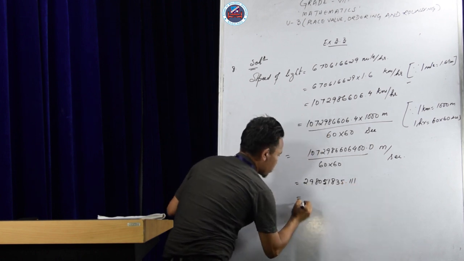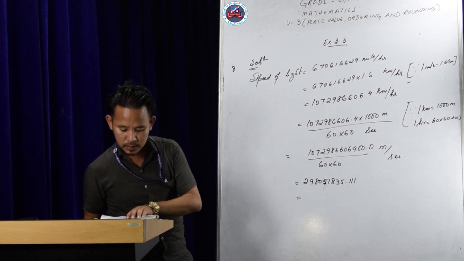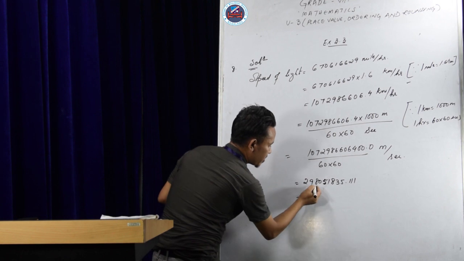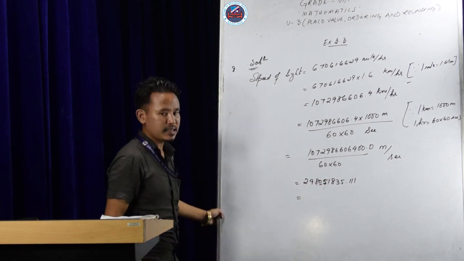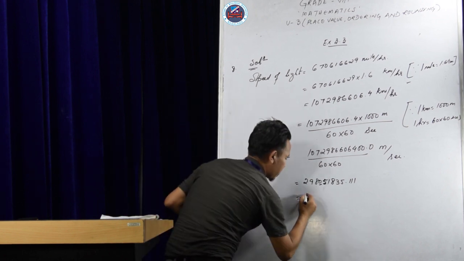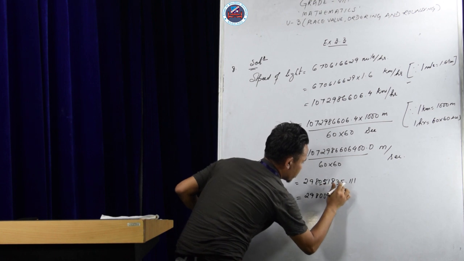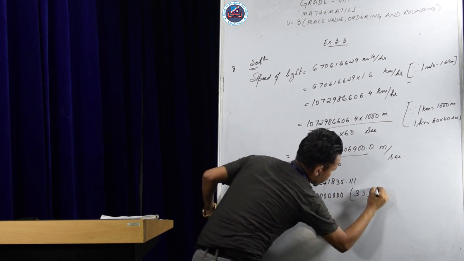835.111. When we are asked to find the answer correct to 3 significant figures, that gives us 3 significant figures, 1, 2, 3. Here we have 0. Since it is less than 5, it remains the same. 298, and the rest becomes zeros, 1, 2, 3, 4, 5, and 6. 3 significant figures.